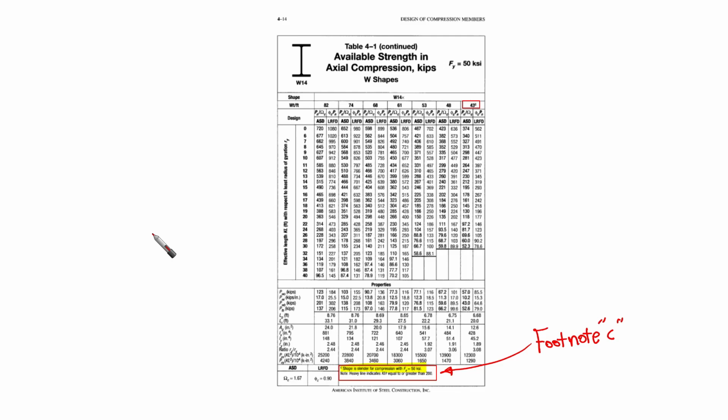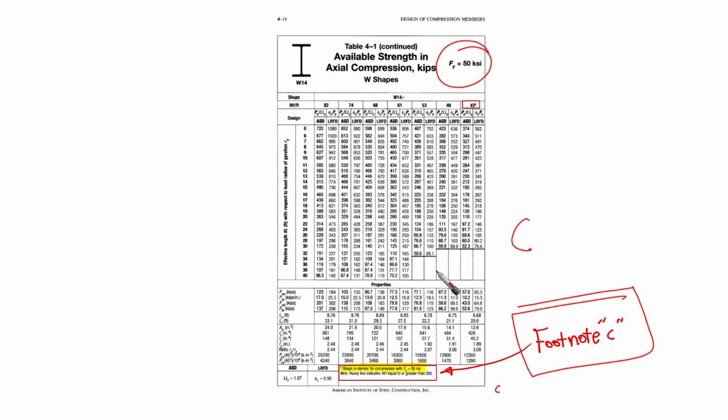So if we have, yes, this is before going and explaining or summarizing these hints, this is the footnote that we usually can see at the end of the table, which is here. This is C. You're going to find C something like this, and they said that shape is slender for compression with Fy equal to 50. So under this 50, you are going to find that some shapes are highlighted with the C, as I'm going to show you maybe later in the next video.